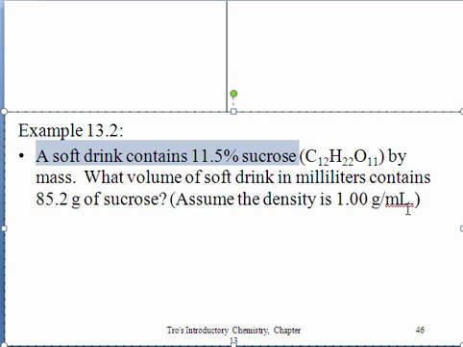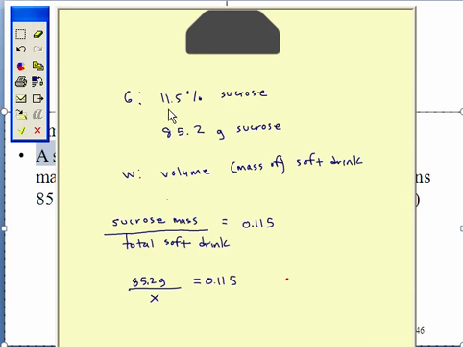That makes it easy. Our volume and our grams are going to be the same. So to solve this, I write out everything that's given. 11.5% sucrose, 85.2 grams of sucrose, and what we want is the volume, which in this case is the same as the mass because the density is 1, of the soft drink.